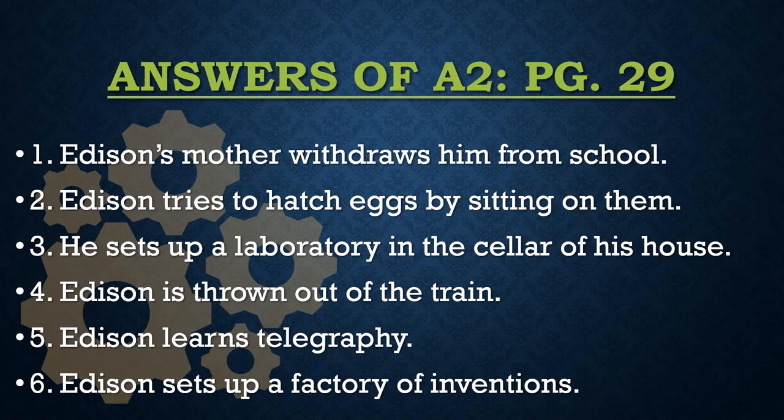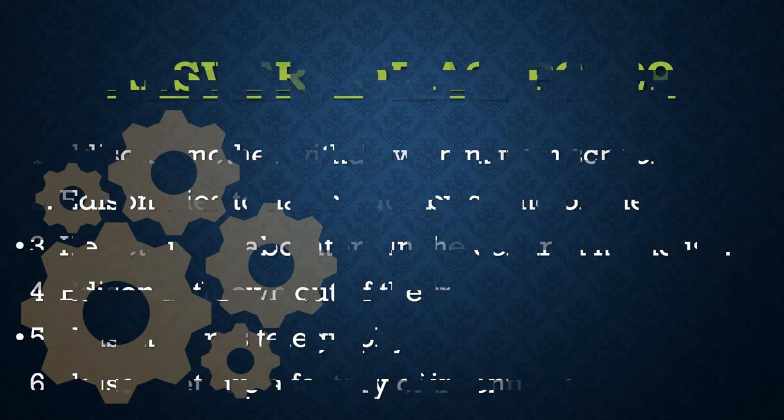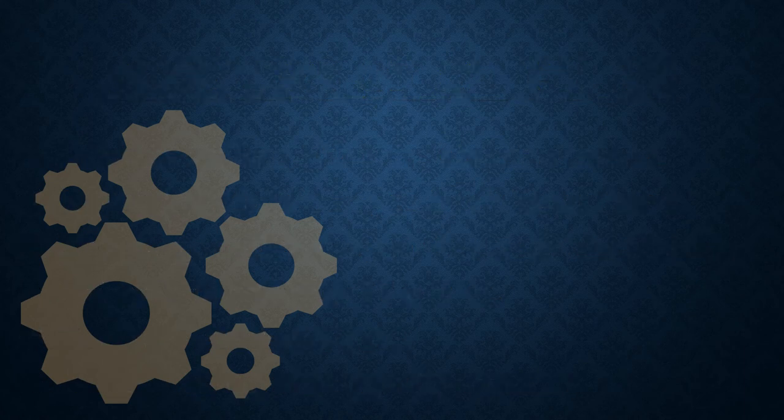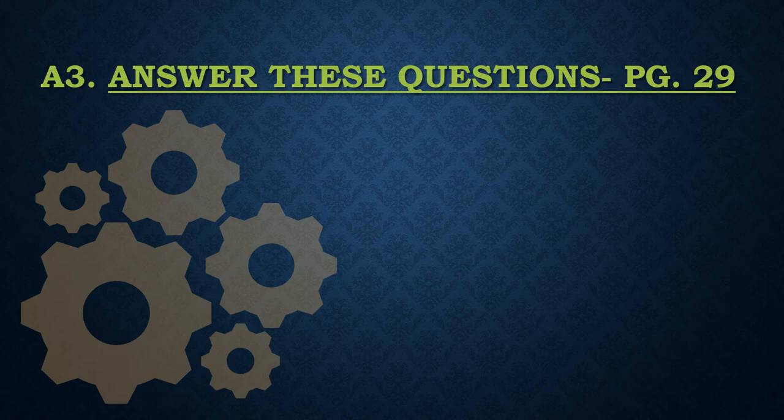Now you just have to put these numbers on the left side where the bullet points are given in your book on page 29. I'm sure you have done it. Let us go ahead and do the next part. In the next part, we have exercise A3, that is answer these questions on page number 29.